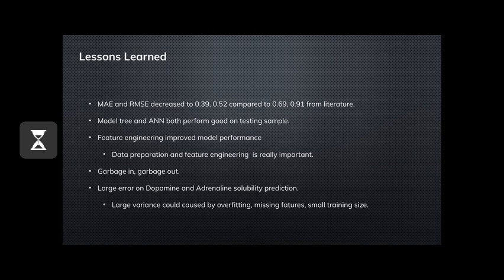And also, this large variance could be caused by overfitting, but the performance on the test set is relatively good. Also, k-fold cross validation was performed during the training process. Therefore, it could be, but it's not going to be the main reason for the large variance in the dopamine and adrenaline solubility predictions.